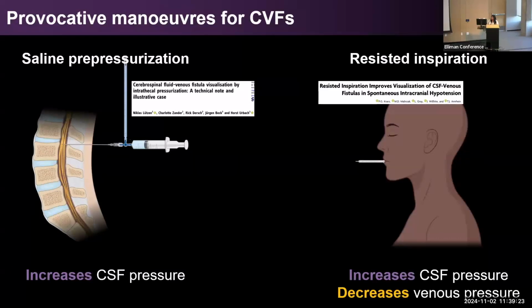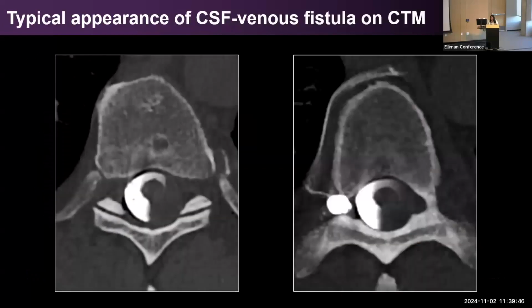And there are sometimes additional techniques to try and increase the chances of finding a CSF venous fistula. So we now always standardly inject saline at the start of the procedure to increase the CSF pressure. And there is some limited evidence that this can improve detection rates from this paper from Dr. Lutzen. And similarly, we ask the patients to breathe in through a drinking straw or small syringe, and that can sometimes help visualize CSF venous fistula.